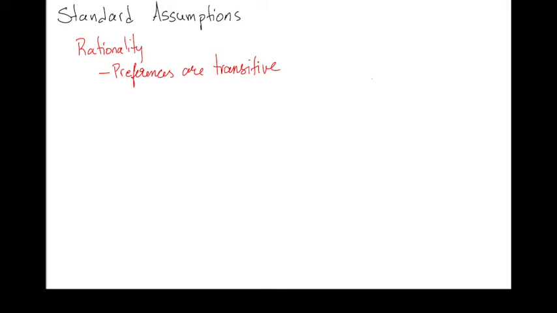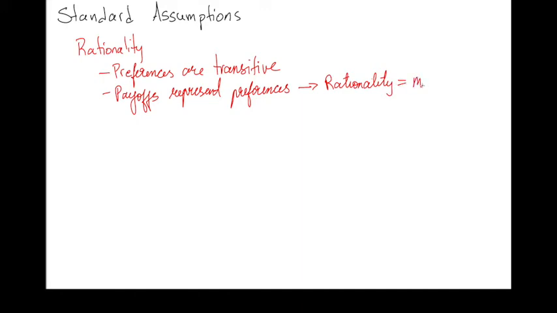Well, remember we're using payoffs to represent these preferences. So payoffs represent preferences. So what rationality says is, rationality equals maximizing your payoff. Whenever a player plays a game, their objective is to obtain the highest payoff they can get. That's all rationality says. Now, when we have monetary payoffs, we're going to make some additional assumptions.